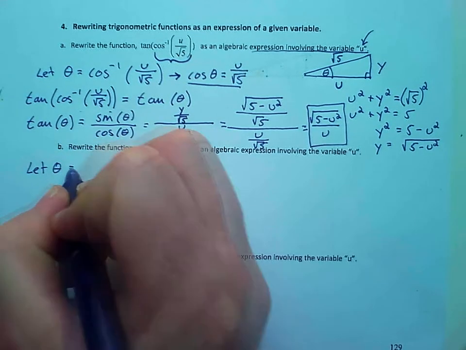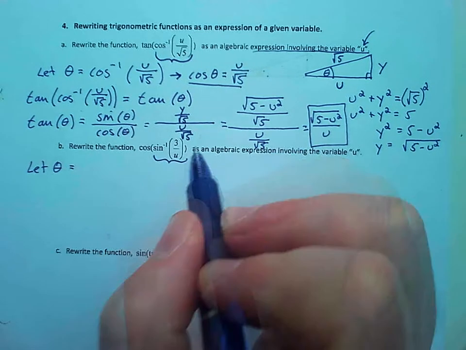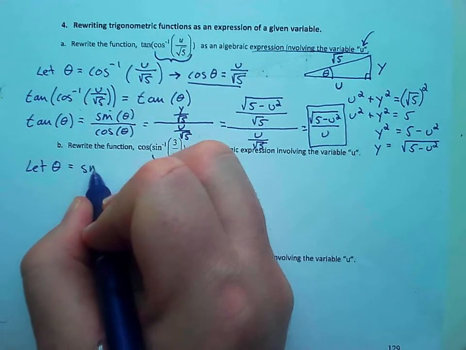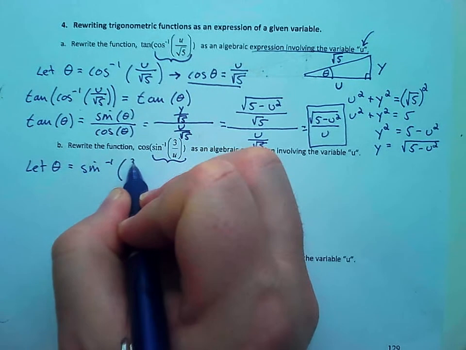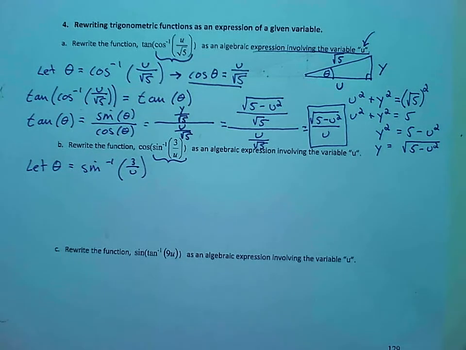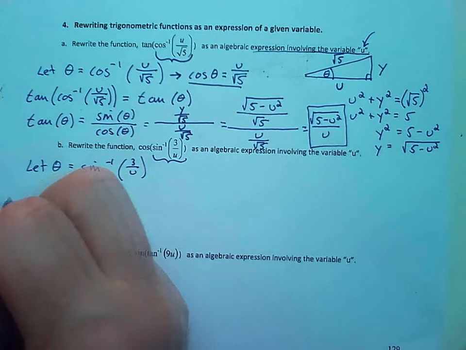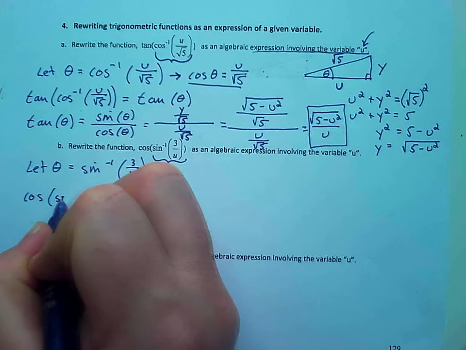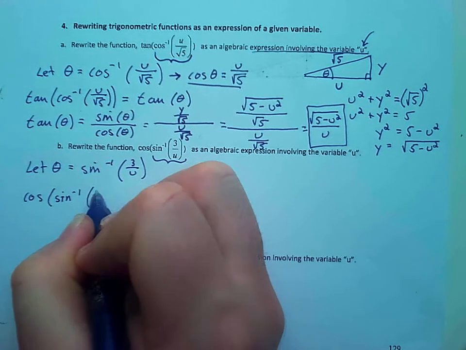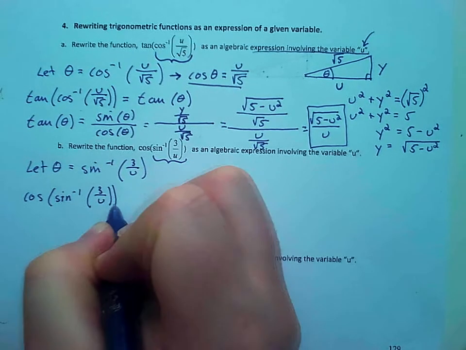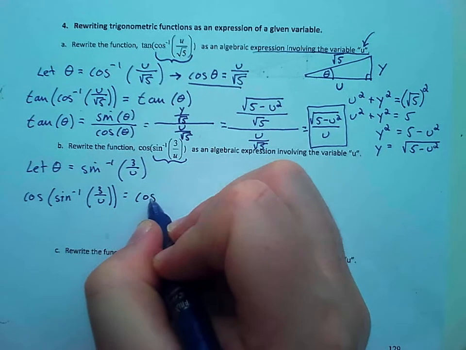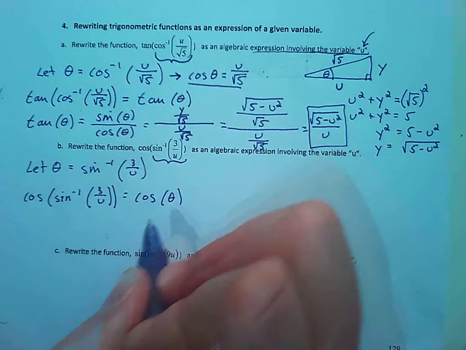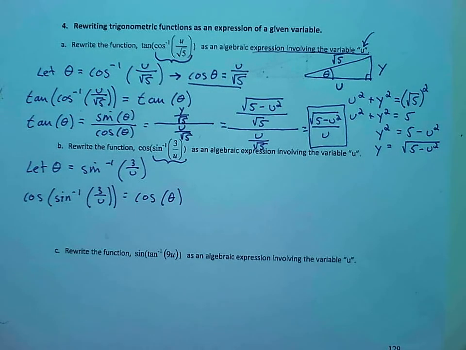Again, our first step was to let theta be equal to whatever we have inside of here. So it's going to become sine inverse of 3 over u. So therefore, I can rewrite the cosine of the arc sine of 3 over u to be equal to the cosine of theta.